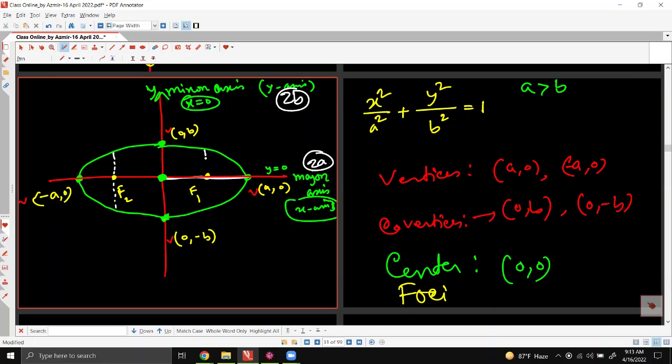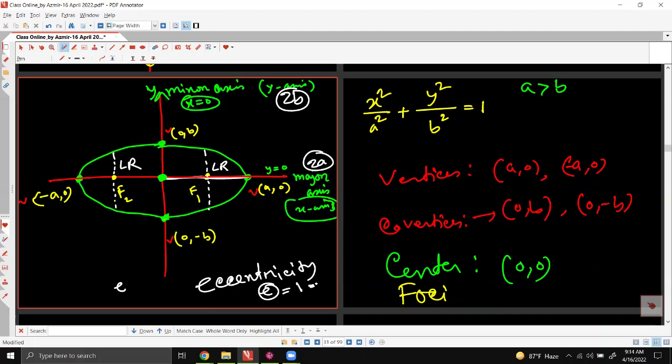So these are the pieces of information that we are collecting from this ellipse, and the lines that pass through the foci are known as the latus rectum, LR. There are two latus rectums here, first one and second one. There is a term here, eccentricity. Eccentricity is denoted by E.